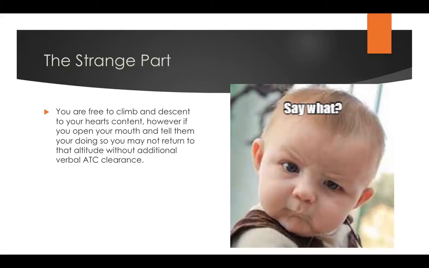So the strange part that some people get tripped up on is, while you're free to climb and descend at your discretion, if you tell them that you're climbing or descending, you automatically have to stay at the altitude that you tell them you're going down to or climbing up to. You're not going to be able to descend or climb at your discretion after that without additional ATC clearance. It's a little strange, but that's just part of it.